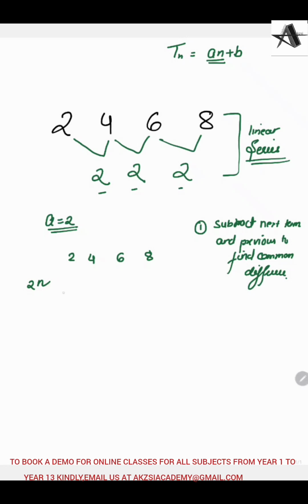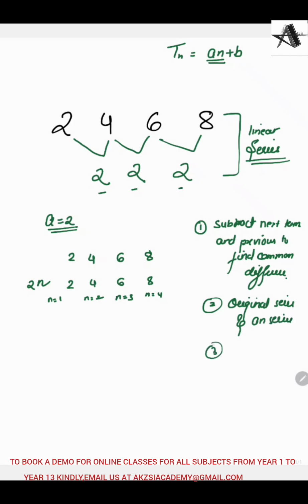So we have to put n equal to 1. When I put n equal to 1, it will give me 2. n equals 2, 4. n equals 3, 6. And n equals 4, it's 8. So we have to write the original series and the an series, and subtract them to find the value of b.